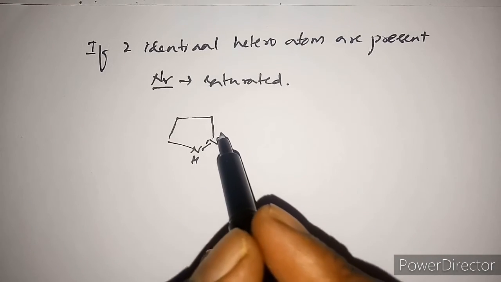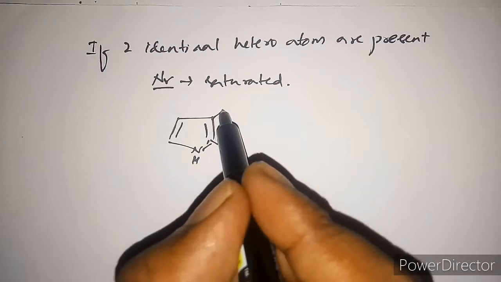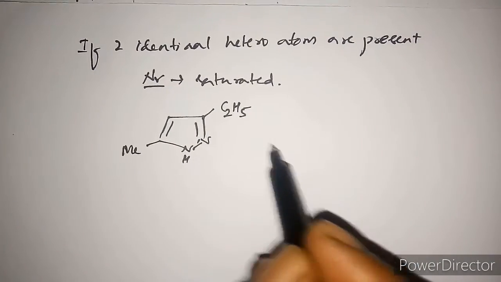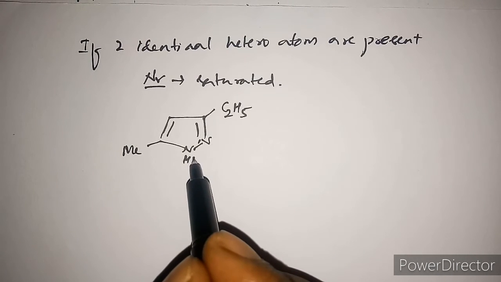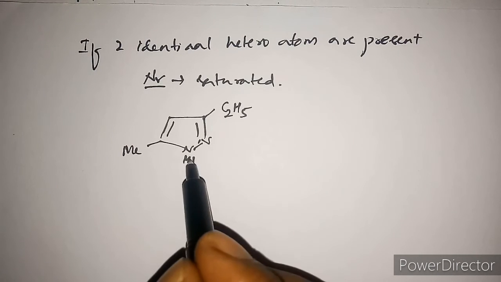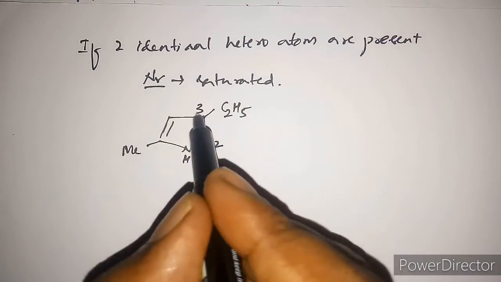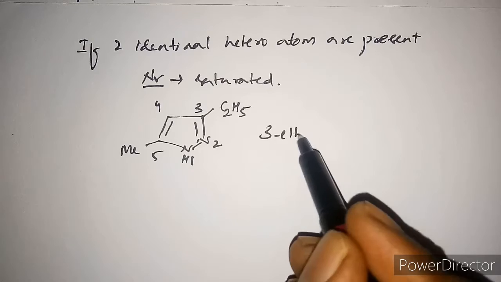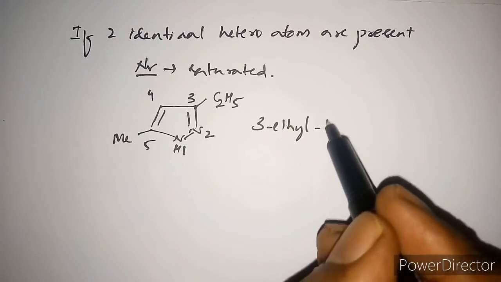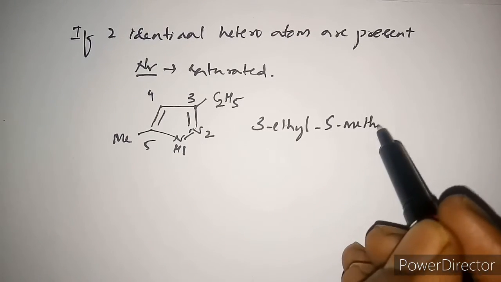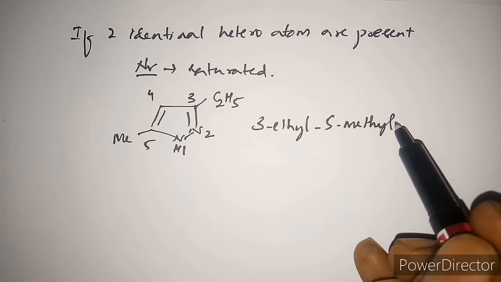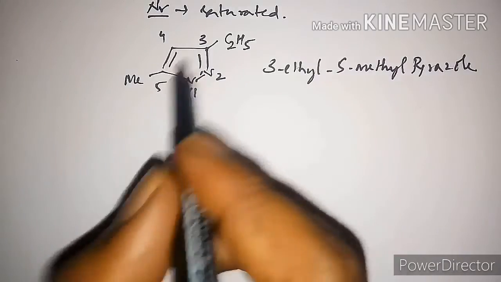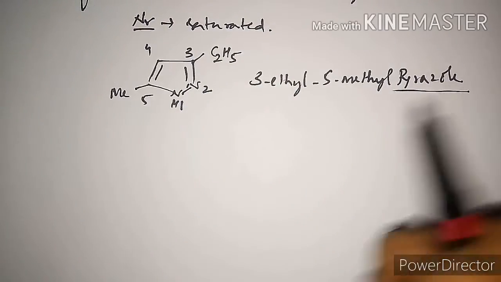So for example, NH, this is N, this is C2H5, this is methyl. So we'll get this as 1, this is the saturated heteroatom, the unsaturated one, and this is 2, 3, 4, 5. So 3-ethyl-5-methyl pyrazole. This ring system, the trivial name is pyrazole.